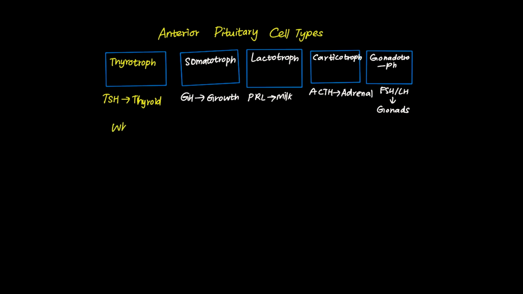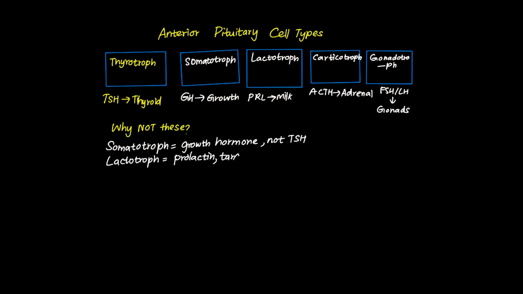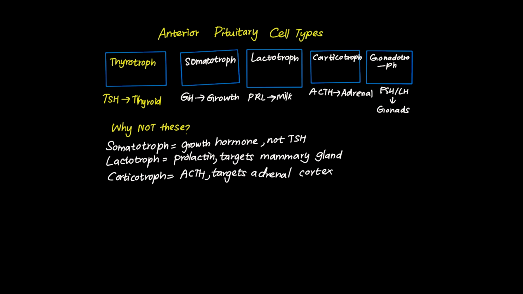Somatotrophs produce growth hormone targeting the liver, bone, muscle, and cartilage. Lactotrophs produce prolactin for the mammary glands. Corticotrophs produce ACTH, which targets the adrenal cortex for cortisol production. Each cell type has one job, one hormone, one target system.